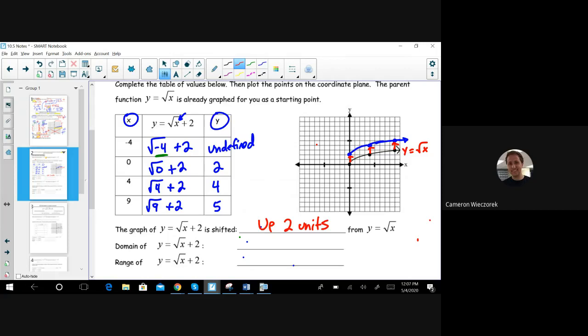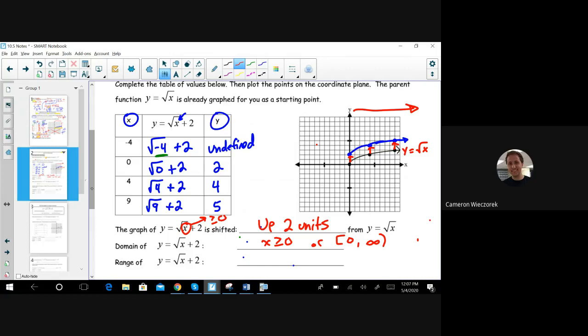So look at the domain now. What would my domain be? Well, if I look at the graph, I can still see that it's starting at 0 and moving to the right forever. So my domain is still going to be just x is greater than or equal to 0. Or you could write it as 0 to infinity in interval notation. The other way, again, of getting that is literally take what's under the radical and just set it greater than or equal to 0. The +2 does not affect the domain.